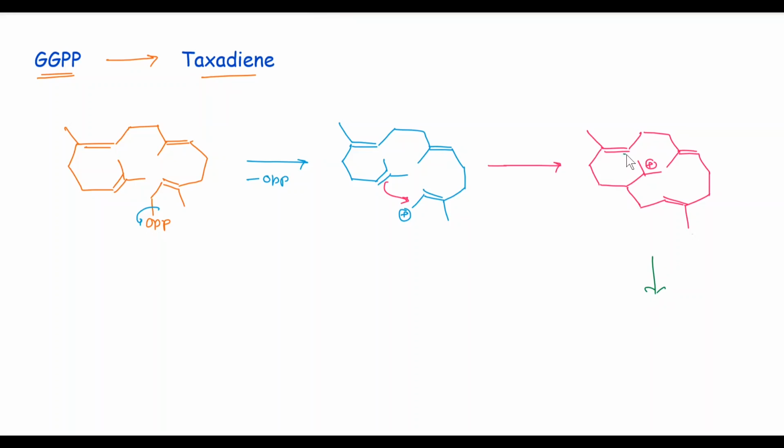In the next step, this double bond attacks this carbocation and we get a new tertiary cation. Here is positive charge. Here are methyl groups. Here is a double bond, here CH2. And this cation is known as verticillenyl cation.